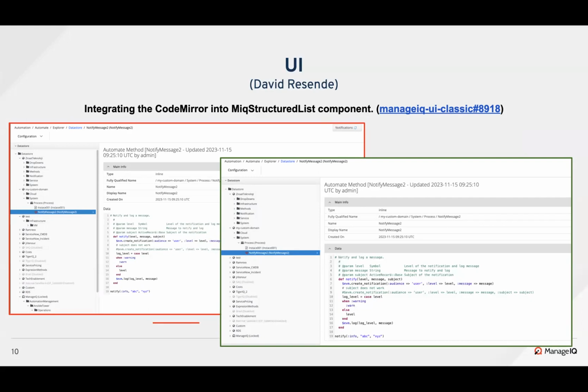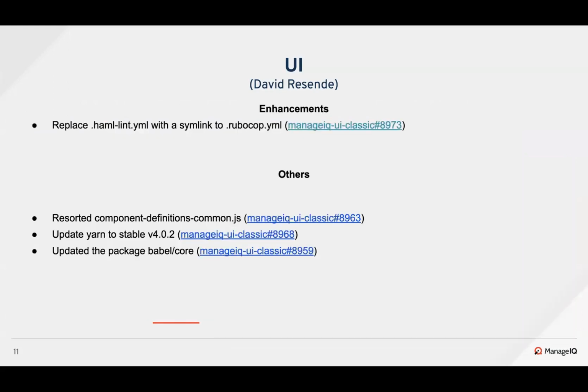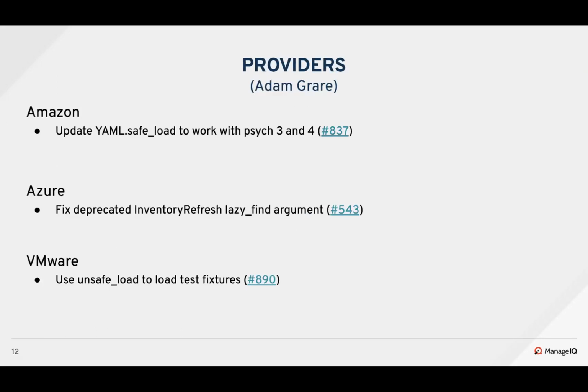And then for our next enhancement, we have the replace .haml-lint.yaml file with a symlink to .rubocop.yaml. Pretty self-explanatory there. And then for our last 3 PRs, 2 of them are related to updating packages and Yarn. And then the final one is just a change that cleans up some of the code and component definitions in common.js. Again, no changes to the user experience here. It's just to make the code easier to understand. And that's it for the UI. I'll pass it on to Adam for the providers now.